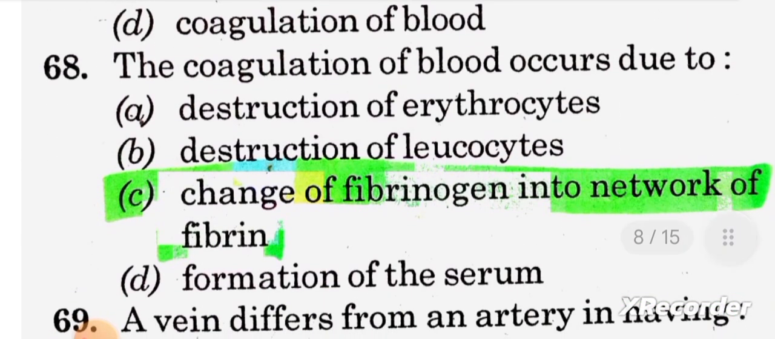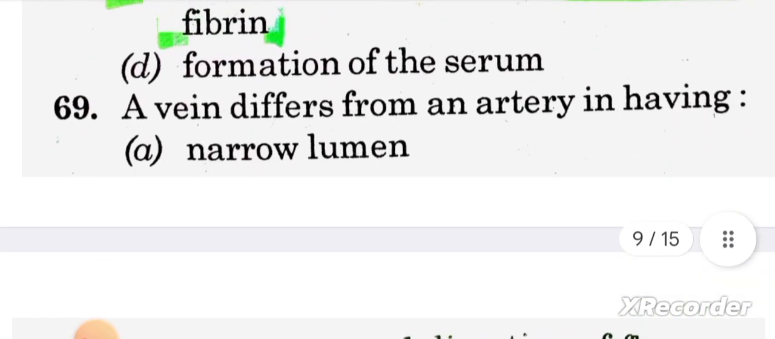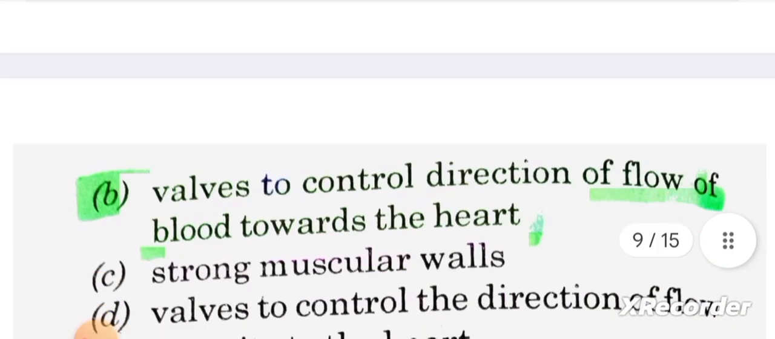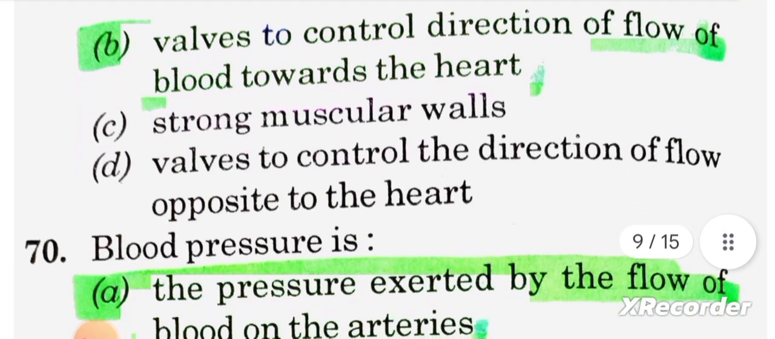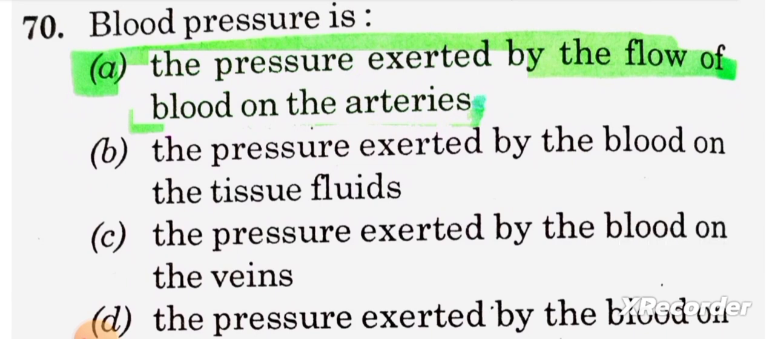Next 68. The coagulation of blood occurs due to answer C. Change of fibrinogen into network of fibrin. Next 69. A vein differs from an artery in having answer B. Valves to control direction of flow of blood towards the heart. Next 70. Blood pressure is answer A. The pressure exerted by the flow of blood on the arteries.